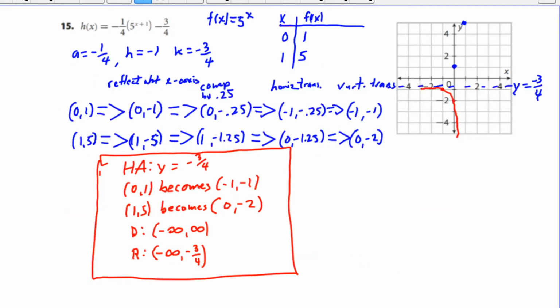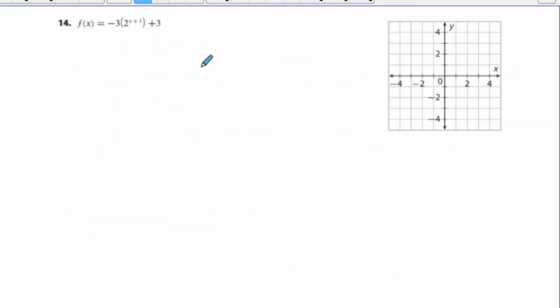Okay, on to 14. Here we have a is equal to negative 3. We have this x plus 1. So this is going to be h is equal to negative 1. And we have this plus 3. So we have k is equal to 3. And really we can take our, I'm going to just put the k equals 3 first.